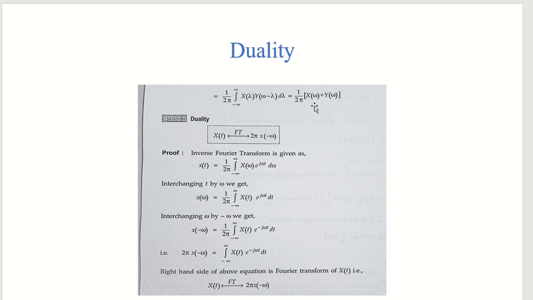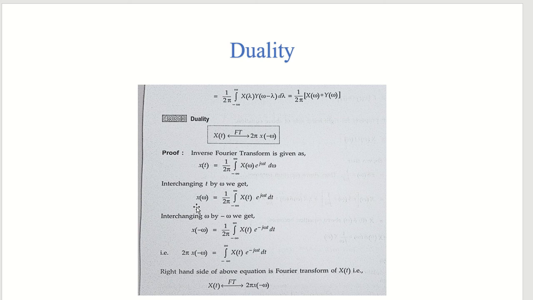So we will first see the inverse Fourier transform situation. The formula of the inverse Fourier transform is given as: x of t is equal to 1 by 2 pi, integral from minus infinity to infinity, x of omega e raised to j omega t d omega. Now we will simply interchange t by omega. We put t in place of omega, and the same in the output as well. So x of omega will be 1 by 2 pi, integral from minus infinity to infinity, x of t e raised to j omega t dt.